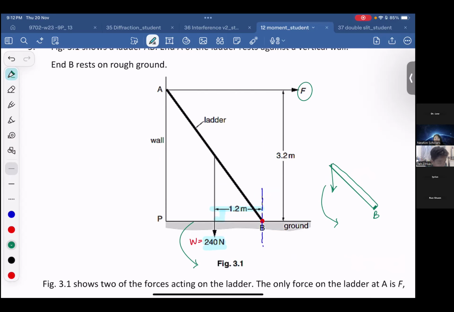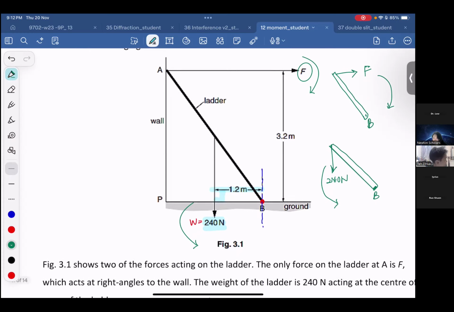Here, force F will cause clockwise or anti-clockwise? Again, the ladder, here is the fixed point. Push your ruler. How does it turn? It will turn in this direction. Your ruler will turn in this direction. Do you agree? No response. How do I know you get the idea or not?